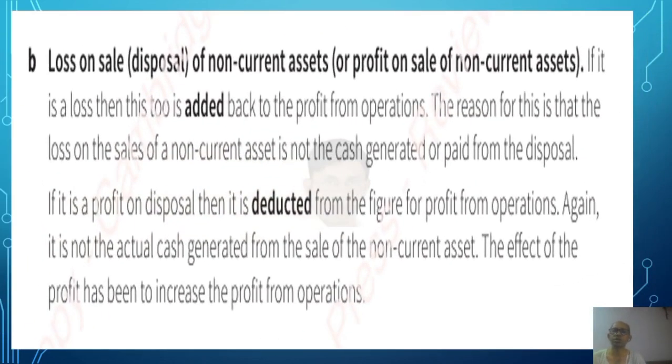Loss on sale or disposal of non-current assets, or profit on sale of non-current assets. If it is a loss, then it is added back to the profit from operations. The reason for this is that the loss on sale of a non-current asset is not the cash generated or taken on disposal. If it is a profit on disposal, then it is deducted from the figure for the profit from operations. Again, it is not the actual cash generated from the sale of the non-current asset. The effect of the profit has been to increase profit from operations.